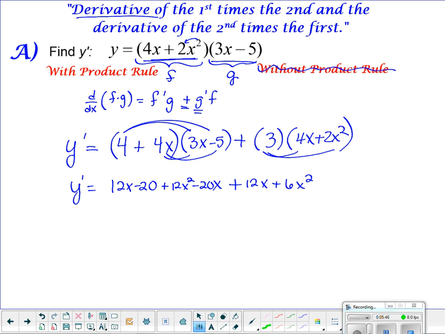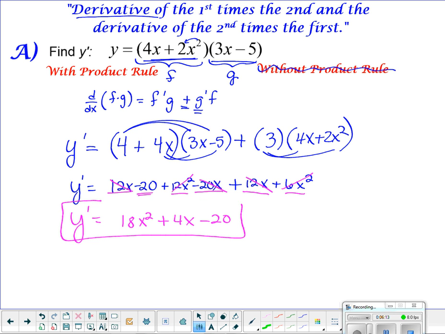Look for like terms now, and let's put the squared terms together. That will give me 18x squared. Okay, I've taken care of those. 12x plus 12x would give me 24x. Subtract 20x, and that leaves me a positive 4x. So those terms are gone. And finally, it looks like we have a minus 20. So y prime equals 18x squared plus 4x minus 20.